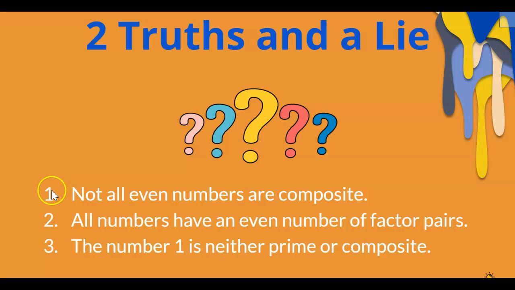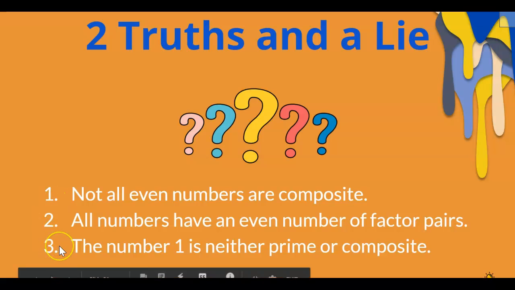Okay? You've had a few minutes to look it over. Now, number 1, not all even numbers are composite. That's going to be a true statement. That is true. Number 3, the number 1 is neither prime nor composite. That is also true.